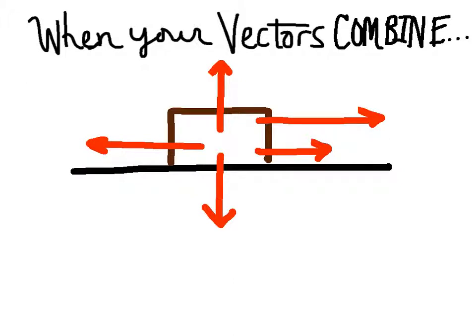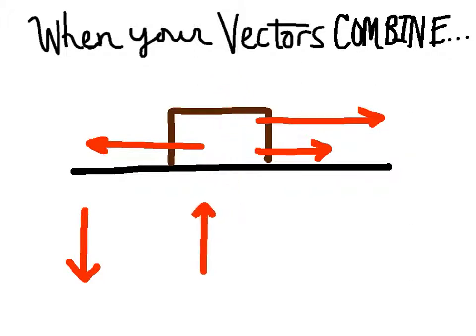When you add up all those vectors in your head, you can imagine maybe something like this. That the force due to gravity down and the normal force trying to push the box up would perfectly cancel out.